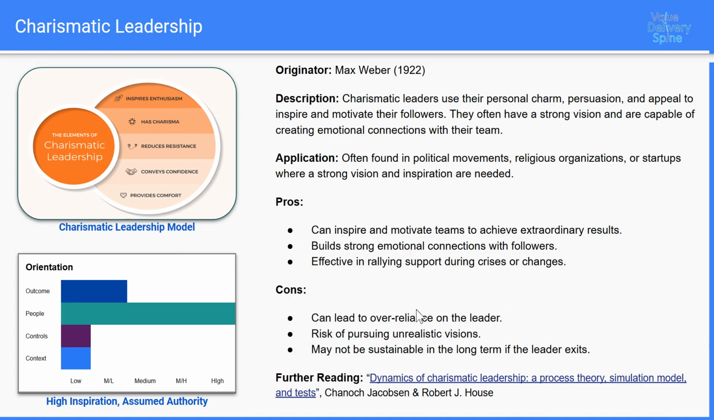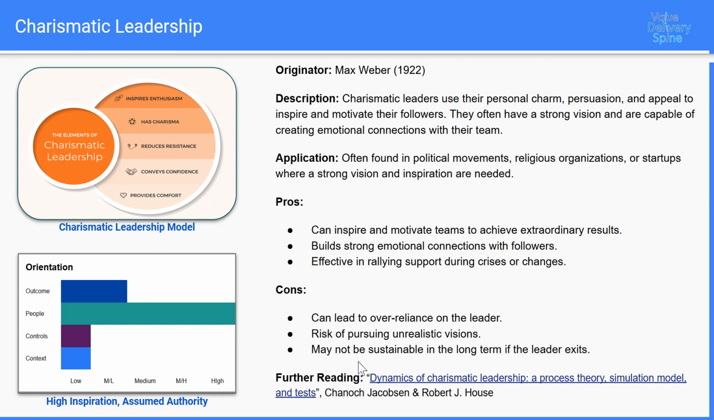The cons can include an over-reliance on that leader. If that leader exits and goes away, what happens to the cause? Because they're really rallying around that person mostly and less around the cause. Also, a single leader without a lot of input can lead to pursuing unrealistic visions or horrible visions, but it's the leader's vision. So when I say assumed authority, that leader is assuming authority over folks, and people are giving it to that person and following them no matter what.